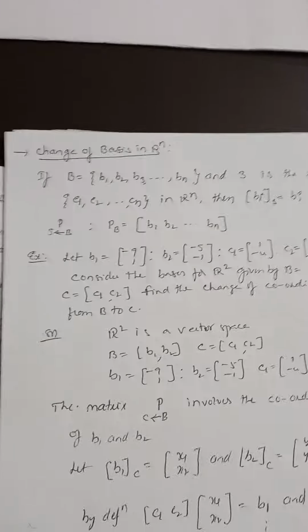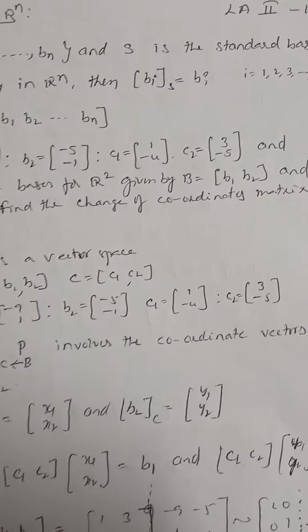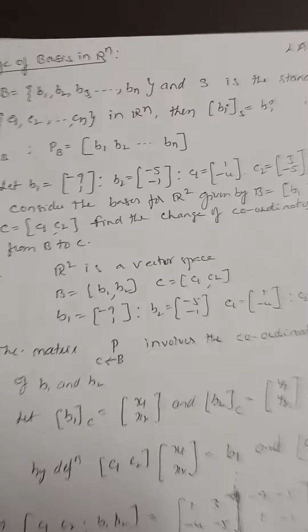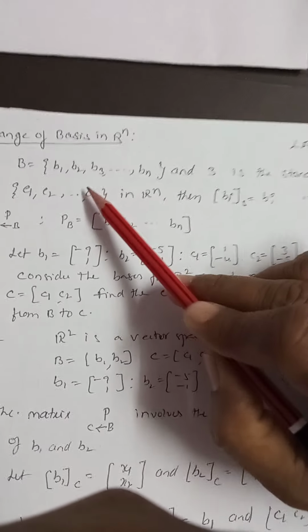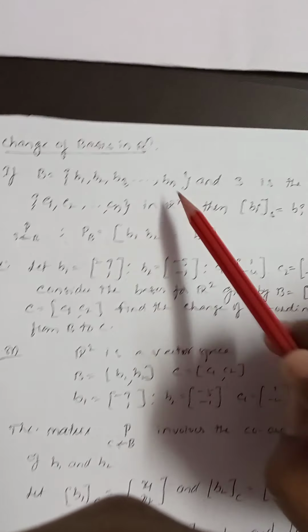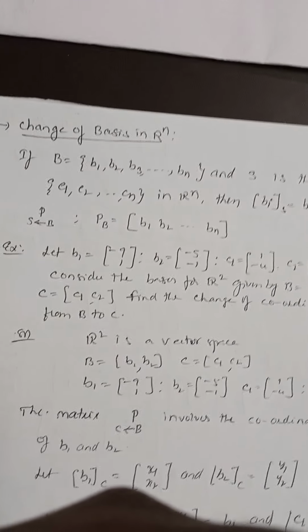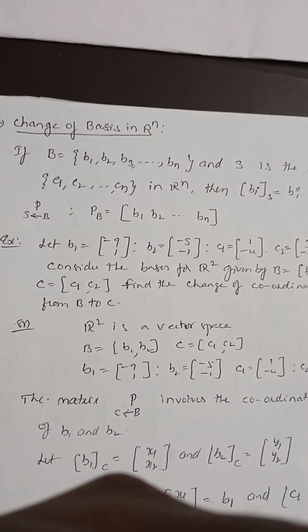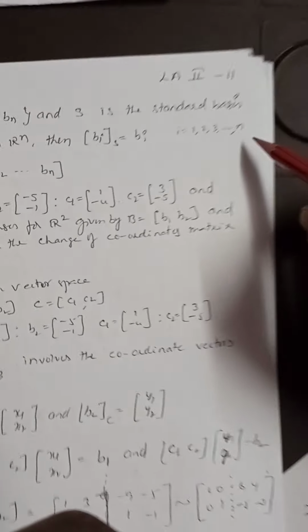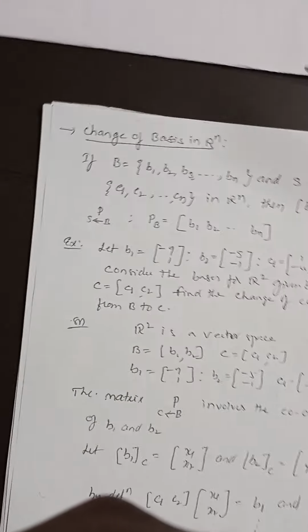Next, the change of basis in R^n. Sorry, the change of basis with respect to the vector space R^n. Now, suppose B is a basis given to you which contains n vectors b1, b2, b3 and so on up to bn, and S is the standard basis. The standard basis is always denoted by e1, e2 and so on, en in R^n, where [bi]_S is equal to bi, with i running from 1, 2, 3, and so on to n. Now, here we have to find the change of basis.